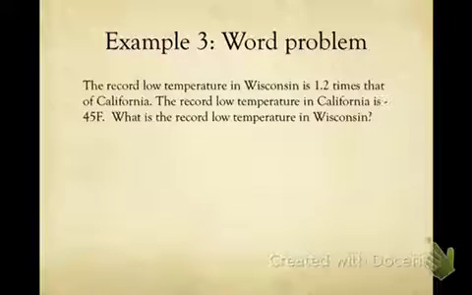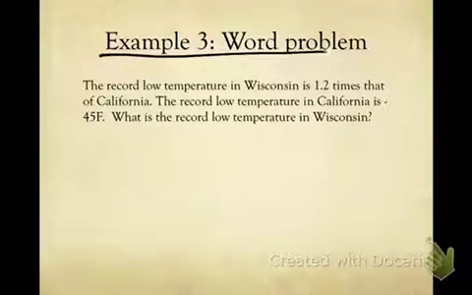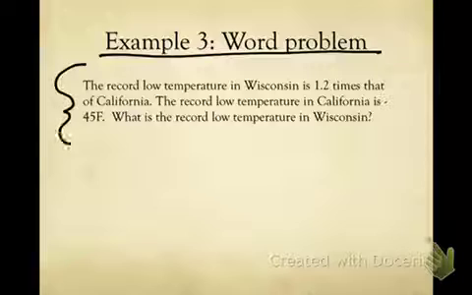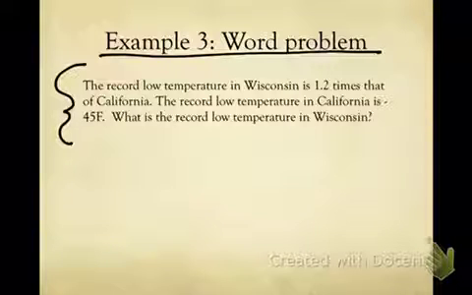All right, everybody's favorite, a word problem. So I do want you to copy this into your notebook. I want you to copy the whole thing into your notebook. I'm going to look for that tomorrow when I return to class. So the record low temperature in Wisconsin is 1.2 times that of California. So the record low temperature in California is 45 degrees. What is the record low temperature in Wisconsin?